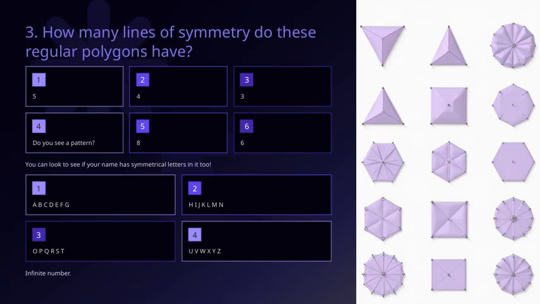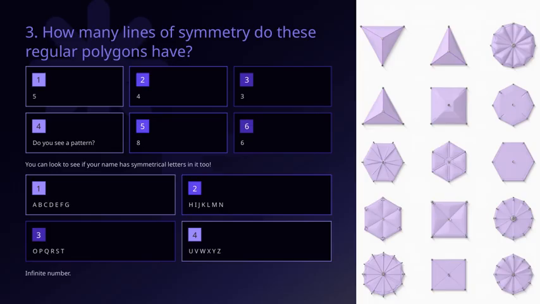For example, the letters A, H, I, M, O, T, U, V, W, and X are symmetrical. Recognizing these can help you see patterns in letters just like with shapes. In the list of letters, you'll notice some have multiple lines of symmetry, like the letter H, while others like C or S have none. The idea of symmetry is everywhere around us, from polygons to the letters we see every day.